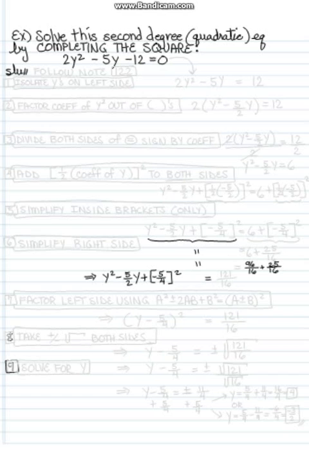Here we have an example where we're solving a second degree, also called quadratic equation, by completing the square. 2y squared minus 5y minus 12 equals 0. Notice these are with y's instead of x's. It's just one variable. It doesn't matter what the name is.